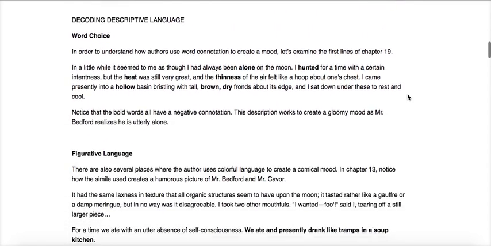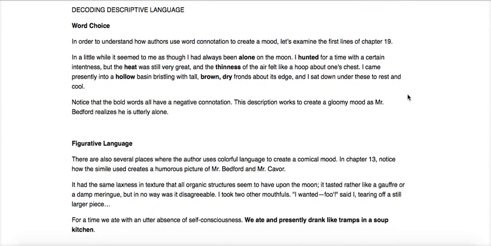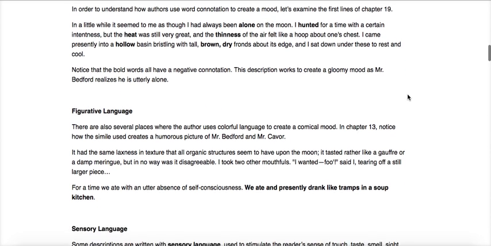So, decoding descriptive language, word choice. In order to understand how authors use word connotation to create a mood, let's examine the first lines of chapter 19.